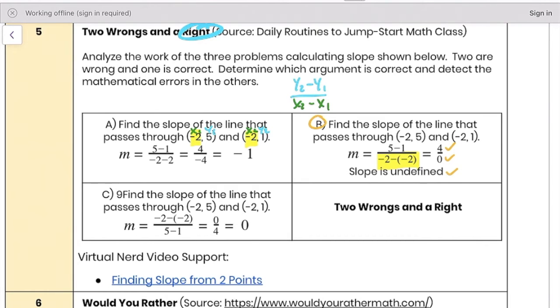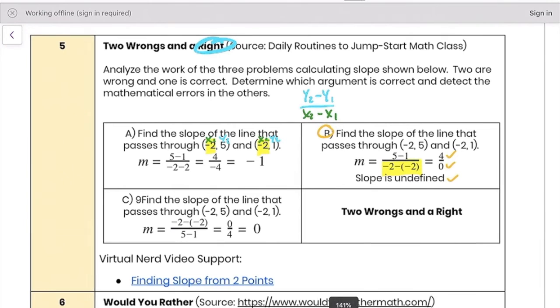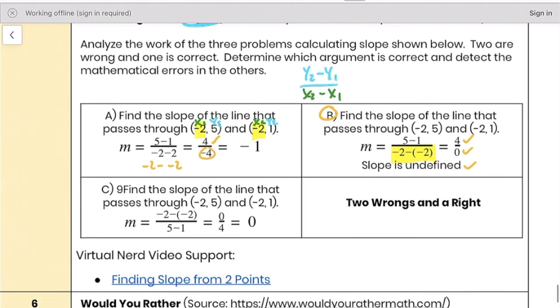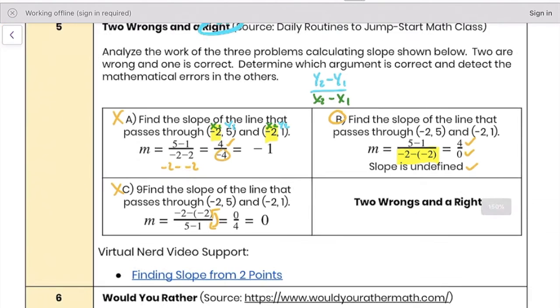Let's see what's wrong with A. In A, they did 5 take away 1 is 4, and that's fine. But negative 2 minus 2, they didn't write it right. It should be negative 2 minus negative 2, like that. So this is the problem. And then on C, they flipped it. You see they had it upside down. They had the 5 minus 1 should be on top. So A is wrong, C is wrong, B is good.